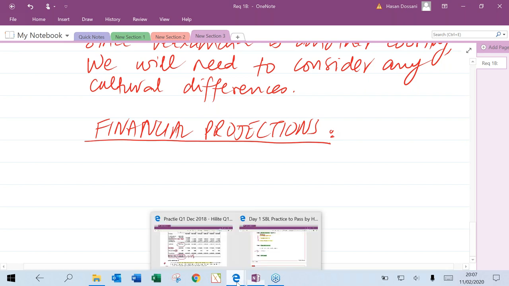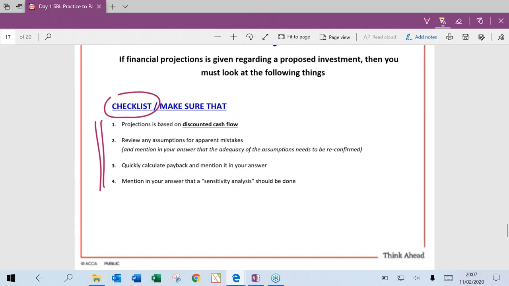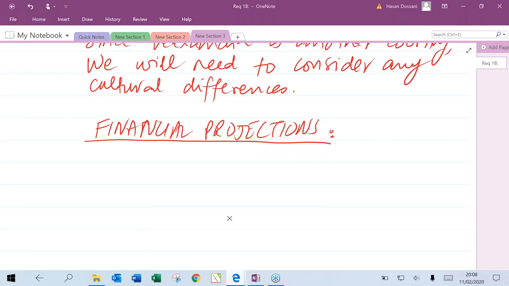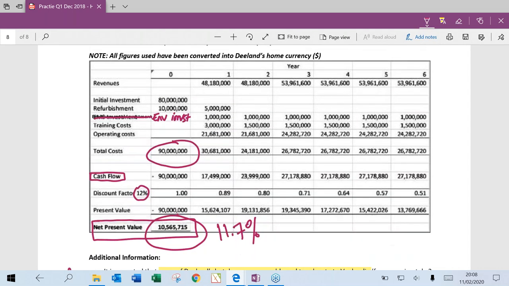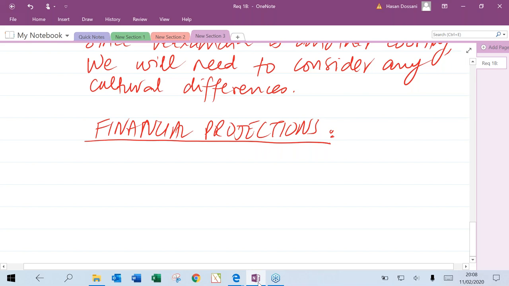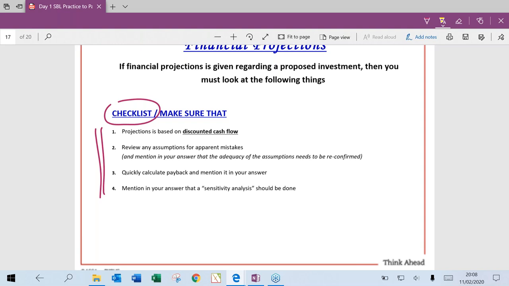And let's quickly go through the checklist. You remember the checklist? So the first thing we need to see is whether these projections are based on discounted cash flow. So let me go through the fact sheet. Is this based on discounted cash flow? Yes. So that's fine. No need to mention if it's based on discounted cash flow. Anything else? Review any assumptions for apparent mistakes.